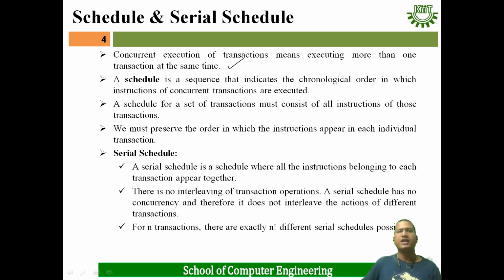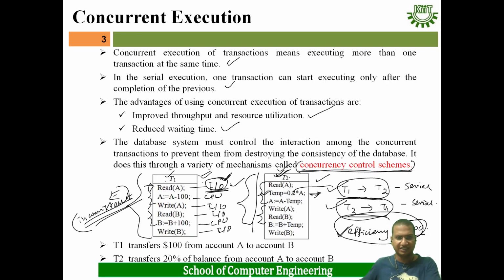Then what is a schedule? A schedule is a sequence that indicates the chronological order in which instructions of concurrent transactions are executed. Suppose transactions T1 and T2 get executed. Then S1 is a schedule where T1 is executed first, then T2. S2 is a serial schedule where T2 is executed first, then T1. Otherwise, I can say it is the chronological order in which the instructions get executed.